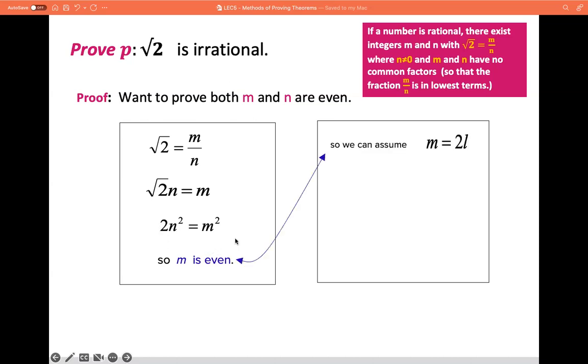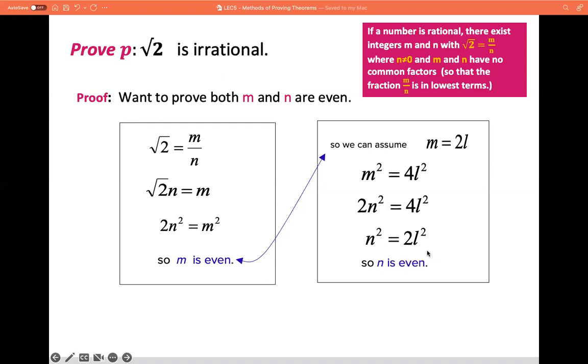Now, having m as even, we can set m equal to 2l. Taking the square of both sides, we have m squared is equal to 4l squared. And we know that m squared is 2n squared from the previous proof. So we then have 2n squared is equal to 4l squared. Now, dividing both sides by 2, we have n squared is equal to 2l squared.